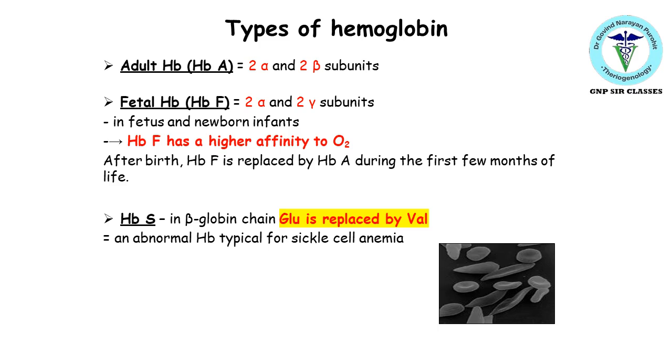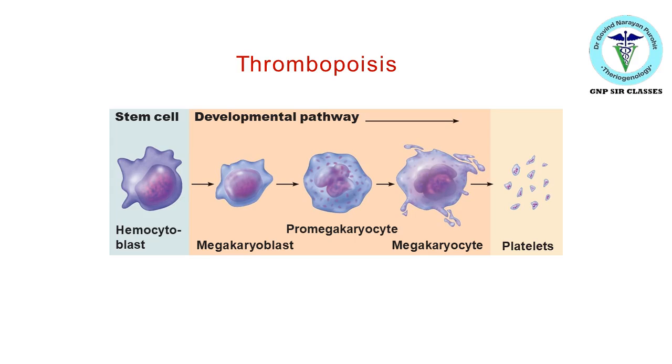Hemoglobin exists in different forms, including adult hemoglobin, HbA, fetal hemoglobin, HbF, and sickle hemoglobin, HbS. Each type has unique subunits and properties, with HbF having a higher affinity for oxygen and HbS being associated with sickle cell anemia. Thrombopoiesis is the process of platelet production, starting from stem cells and progressing through various stages to form mature platelets, which are essential for blood clotting.